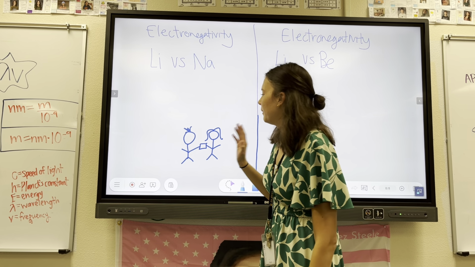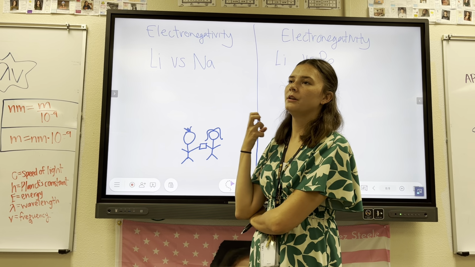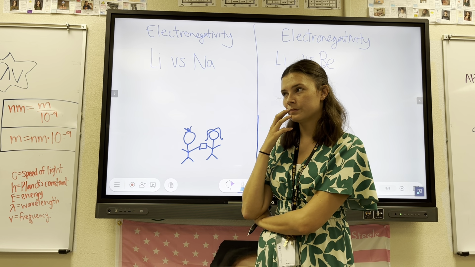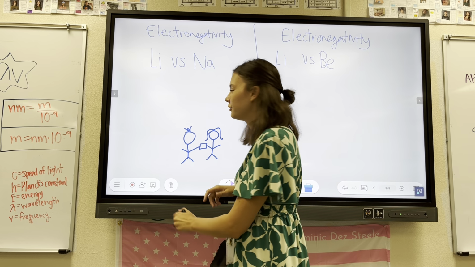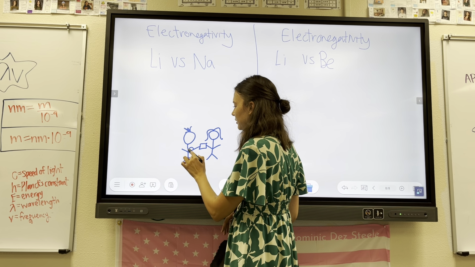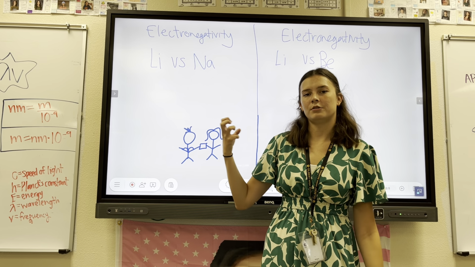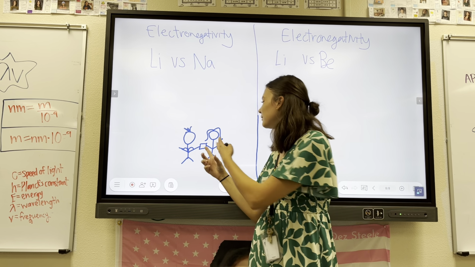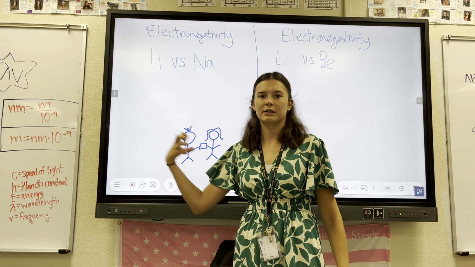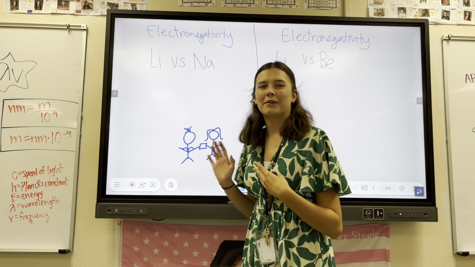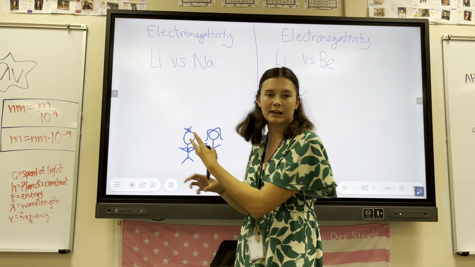okay? So you might sit here thinking, which toddler is going to be able to pull that toy towards themselves more? You would have to know the relative strengths of the children. So let's say my son is really muscular, a 2-year-old with muscles. He's going to be able to pull that toy towards himself because he has a stronger hold on the toy. So I want you to think about atoms like toddlers fighting over a toy. But that toy is an electron.